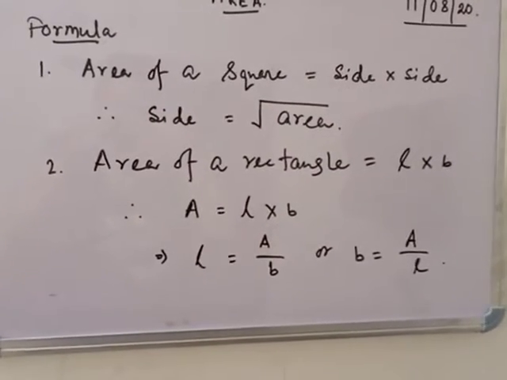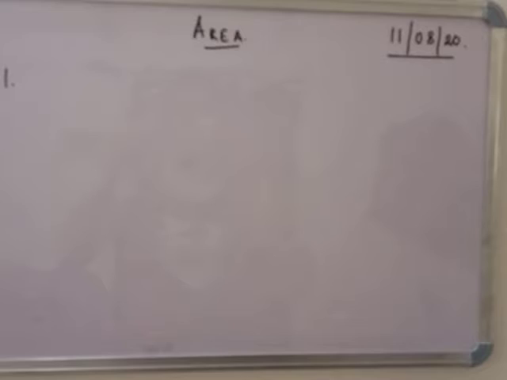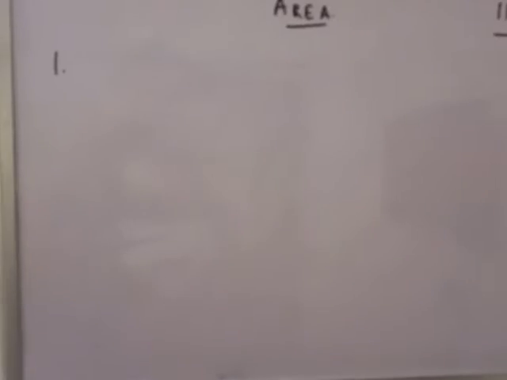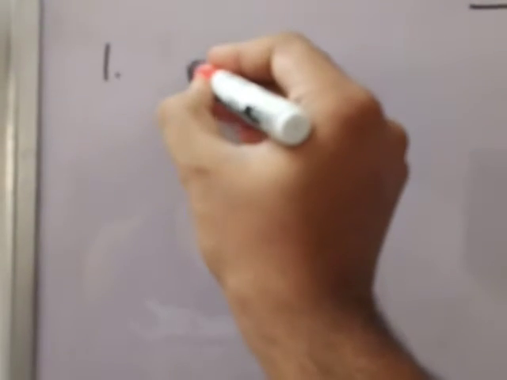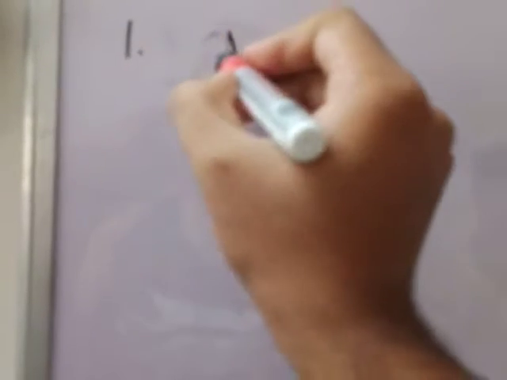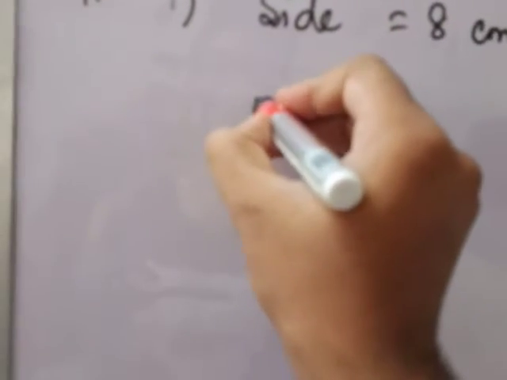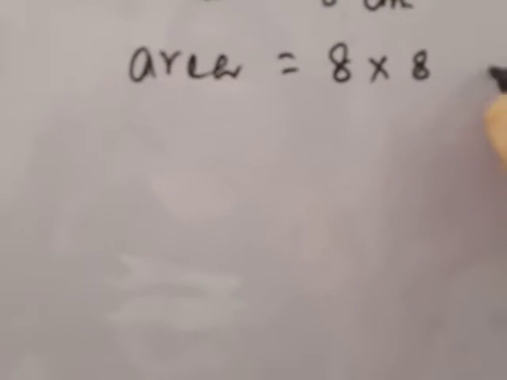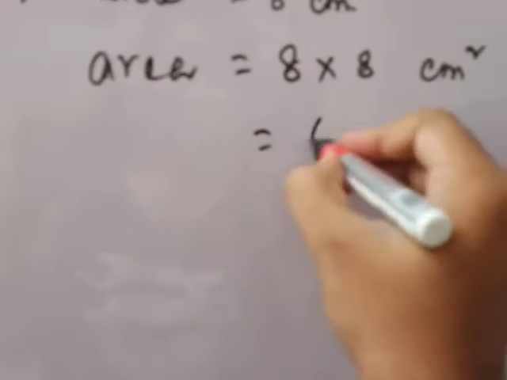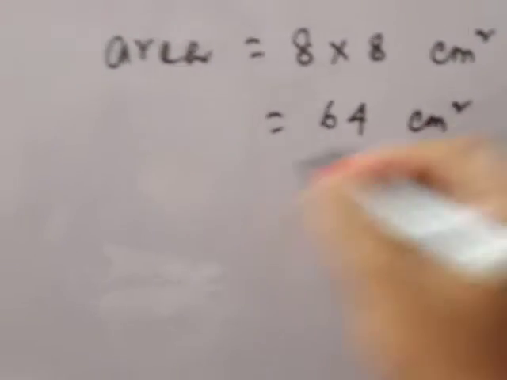Now go to the exercise. Now, number 1, you have to find the area of the square. Side is given. So that means, number 1, side equals 8 centimeter. Then area equals 8 into 8, that is side into side. Unit is centimeter square. So 64 centimeter square.